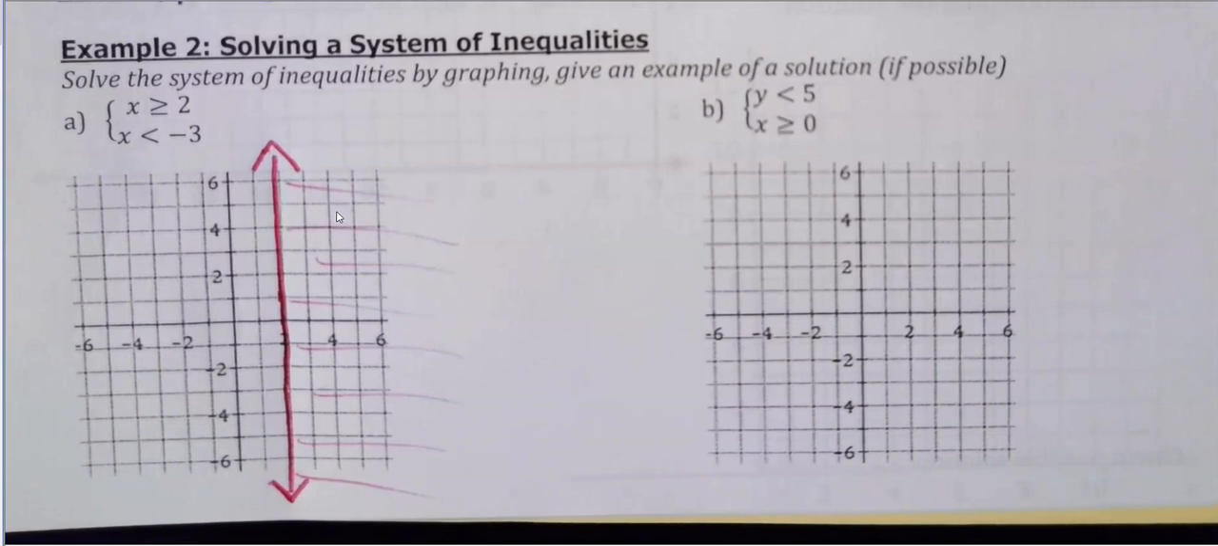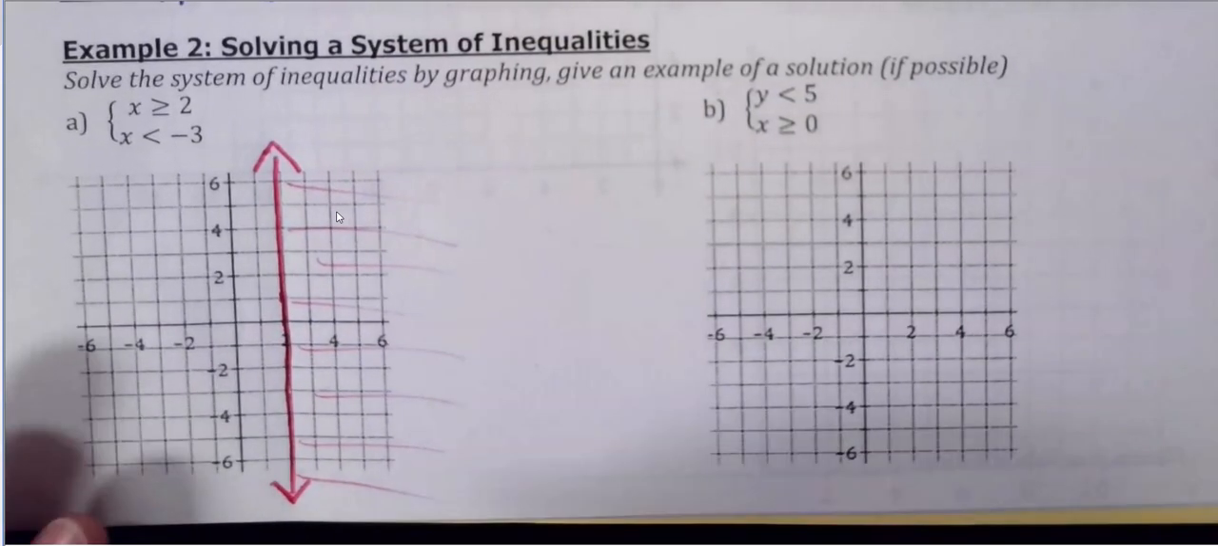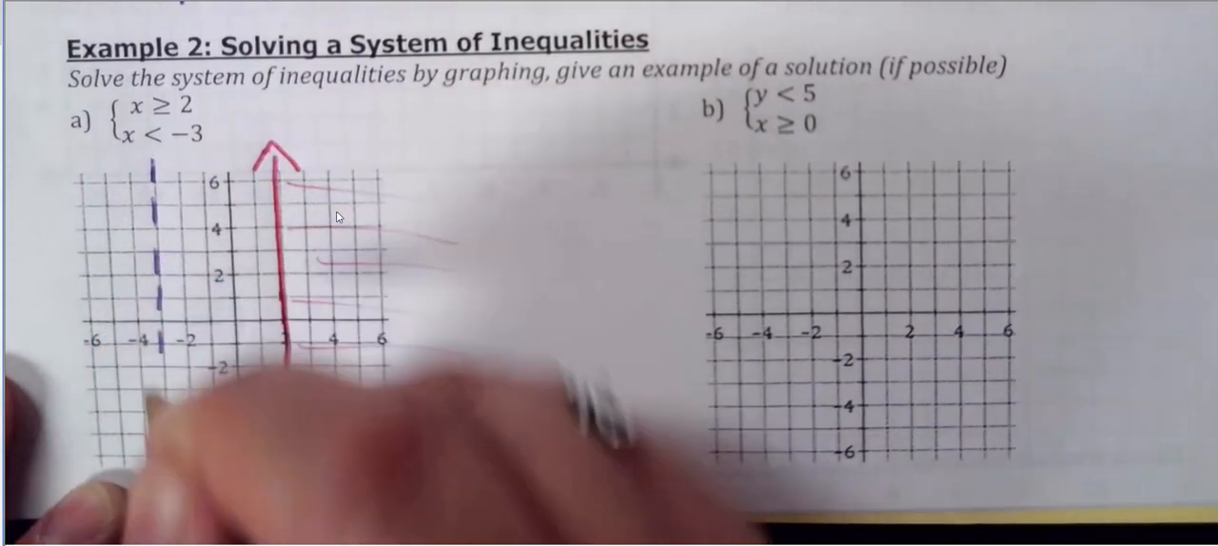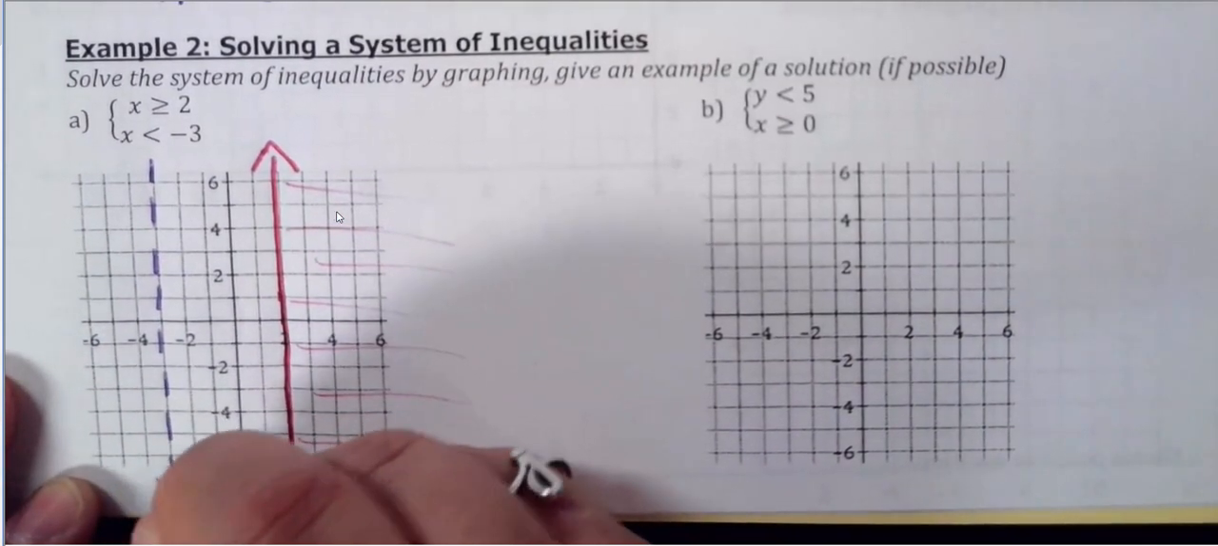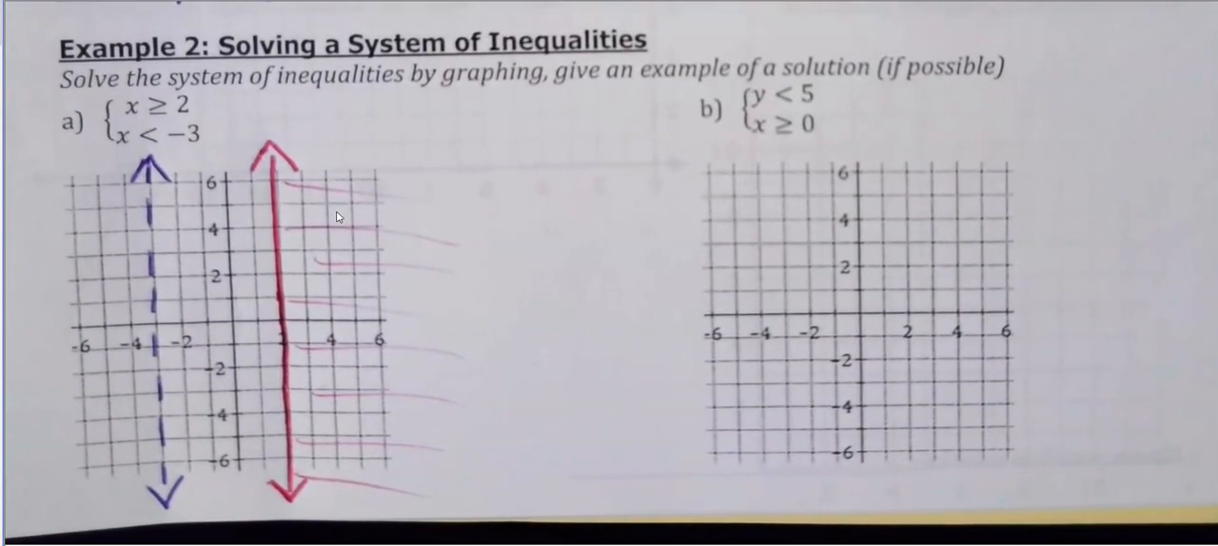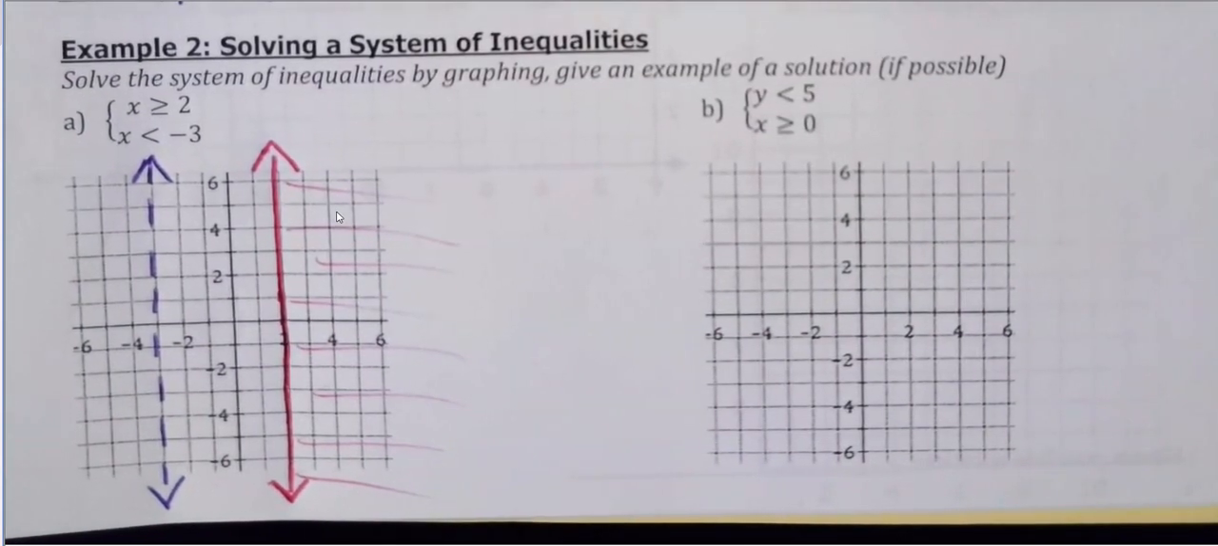that first inequality. Now, the second inequality says x is less than -3. So -3, nice vertexal line, but it should be dashed or dotted, however you want to say that. And if my x coordinate is less than -3, would that go on the right side or the left side?